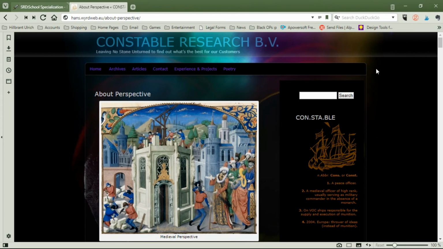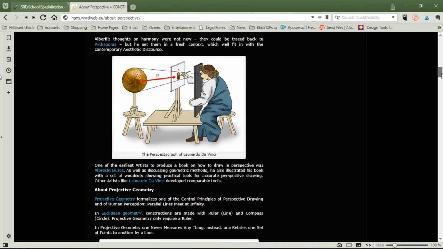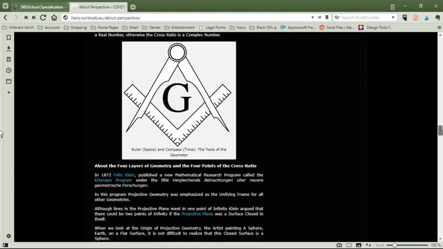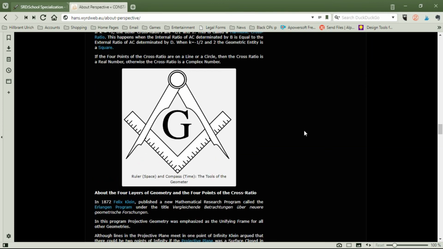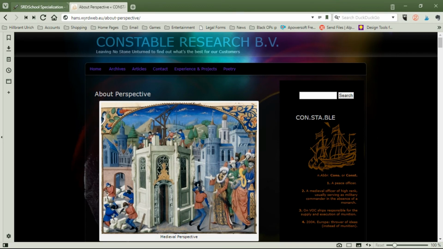So, just a fair warning, this is a web page. We're talking about Florentine perspective. We'll go a little bit down. Yeah, we're going to look at this geometry. Okay. So yes, this is a Masonic page intended for teaching some sort of Masonic rank of constable, apparently.